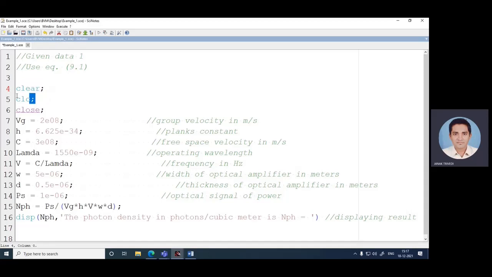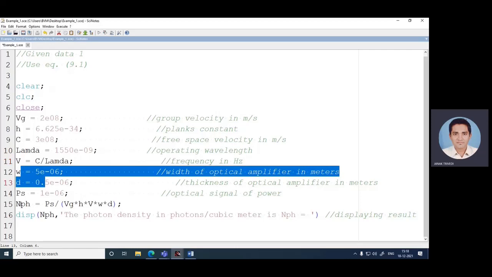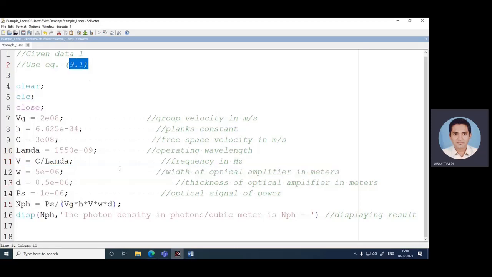So clear, clc and close functions are used to clear the variable browser, clear the console window, and close any other opening file. VG as per given data, H and C are the standard values, lambda is given, we have to use V for calculation of frequency in hertz, WD is given, then we have to use NPH as per equation 9.1 for calculation, and finally displaying the result with the help of this command. Then execute this code.